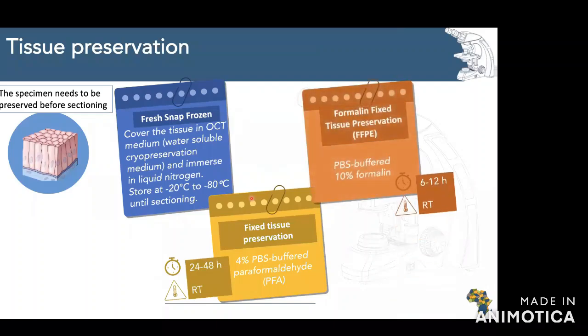Finally, if you're doing very standard H&E, or if you want to do formalin fixation, you would use PBS buffered 10% formalin. This is about 6 to 12 hours at room temperature. And this can be done usually in your histology lab. We'll have a big jar of 10% formalin. So these are the three main methods of preserving your tissue.